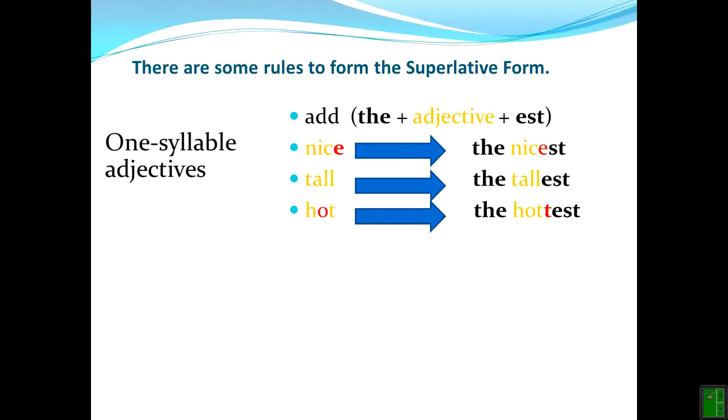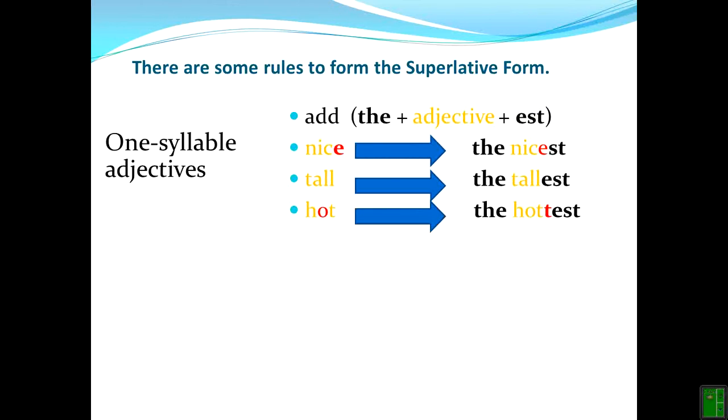So we refer to the word nice again. It ends with E, so we add the article the before the adjective nice, then we add only st. Why? Again, because this adjective ends with the letter E. Number 2, the adjective tall.